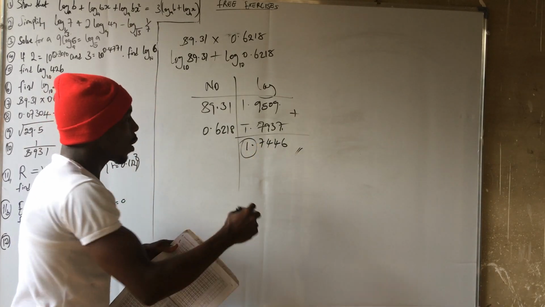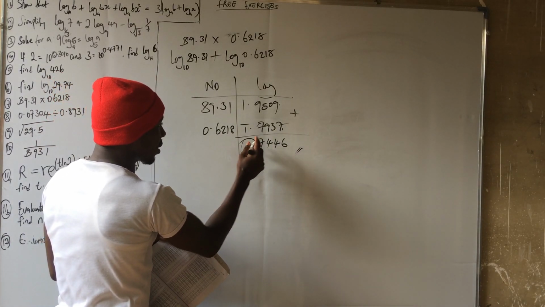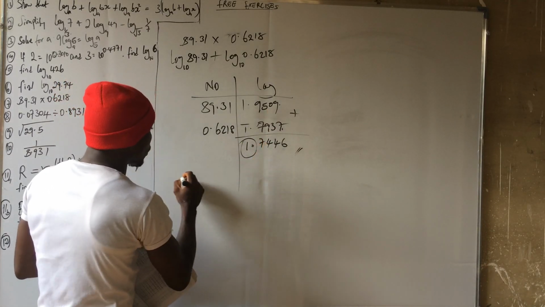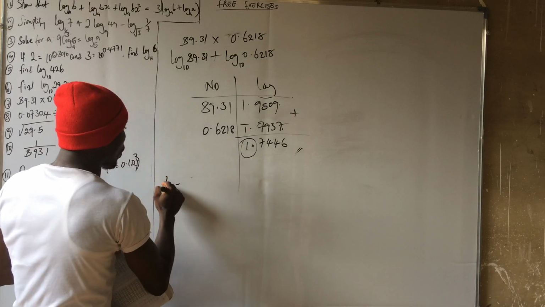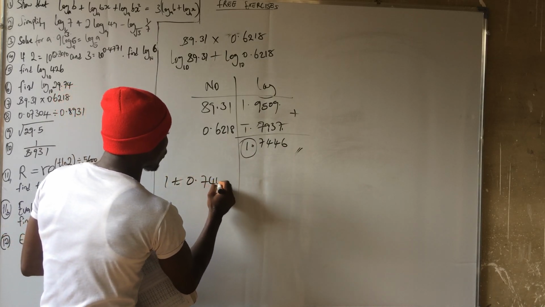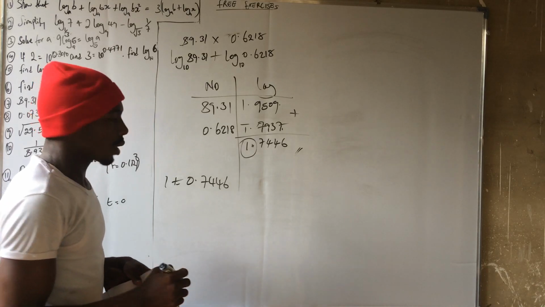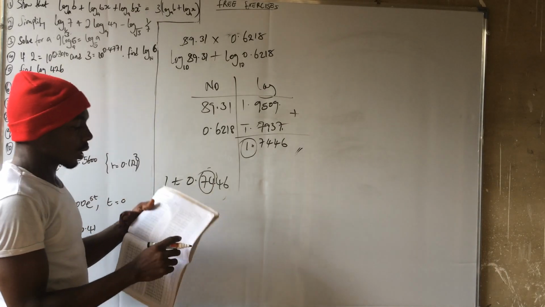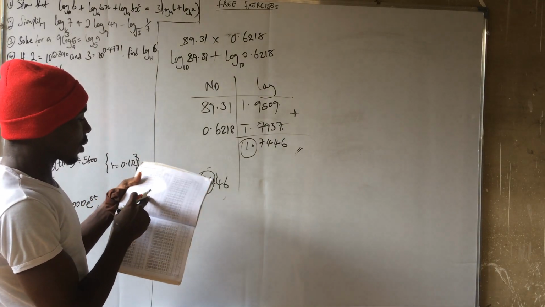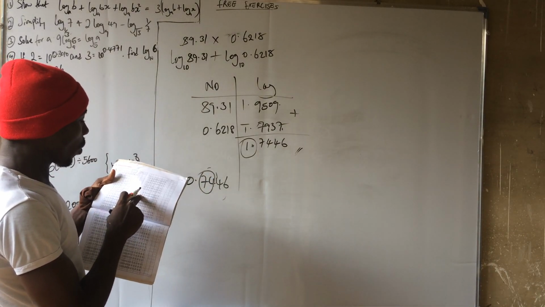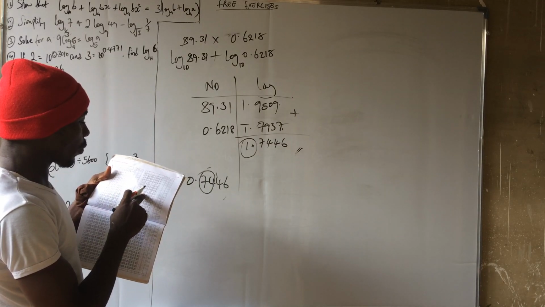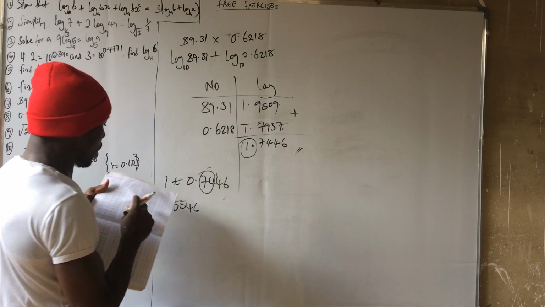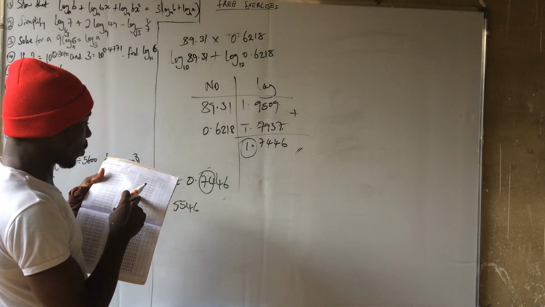For this, the characteristic is not going to be included. You're going to check for the anti-log of the first two, which is now 1 plus 0.7446. Do you understand now? So we check for the anti-log of the first two numbers, under the third one, difference the fourth one. So check for the anti-log of 0.74 under 4. 0.74 under 4 is 5546.